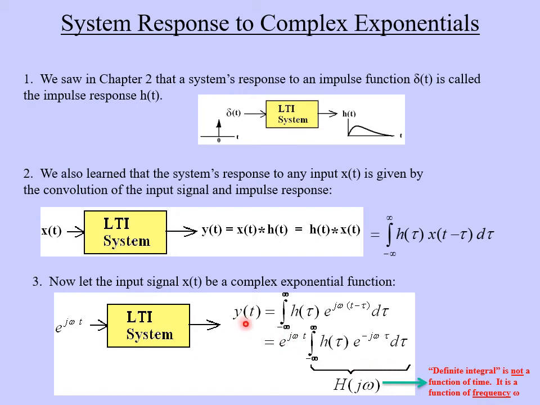So our output of this system is equal to e to the j omega t, which, by the way, is exactly what we put in, multiplied by this function here, which is called the frequency response. This integral here, we're going to call this big H. Notice uppercase H, so we don't confuse it with lowercase h here. It's uppercase H, and it's a function of j omega. Omega being frequency, and the j we put in there just to remind us that this is in general going to be a complex function.